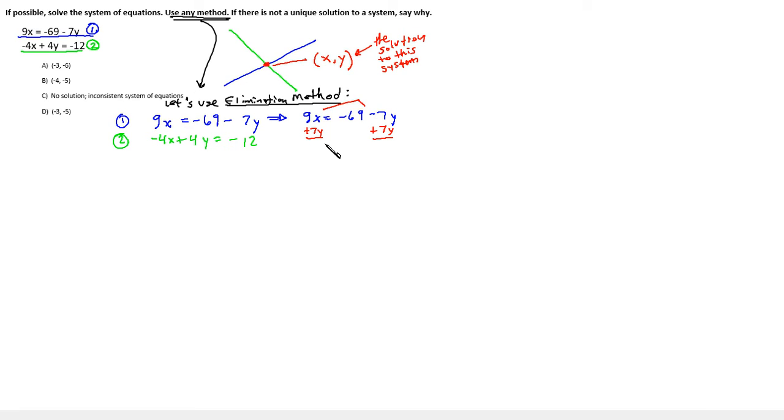So we end up getting the first equation to look like this: 9x plus 7y equals negative 69. So there's equation 1, but written in standard form. Standard form is ax plus by equals c, the standard form of a linear equation in two variables.